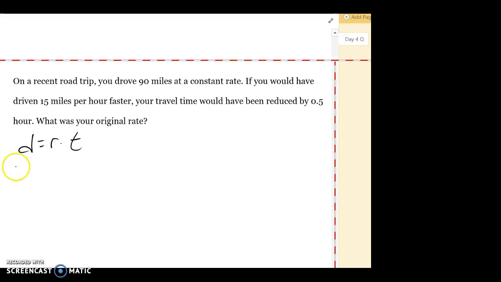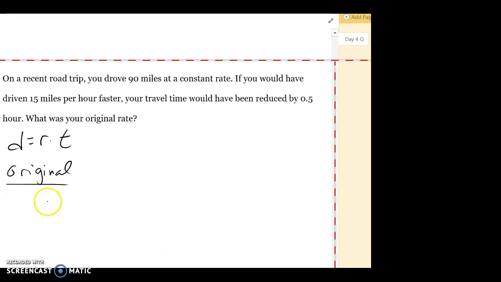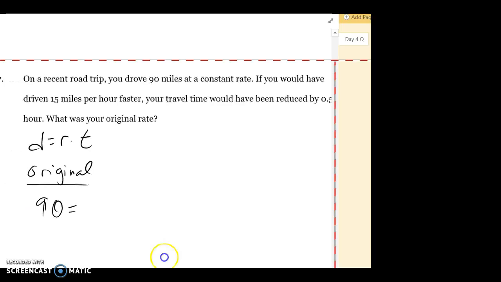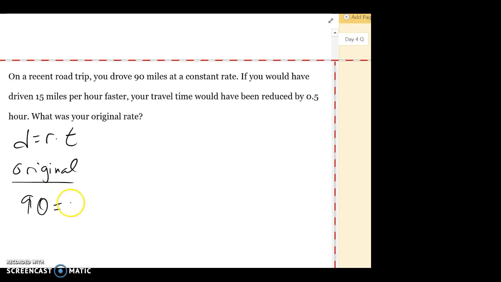a constant rate. So I'm going to call this the original trip. Okay, so the original trip here, we're looking at 90 miles. Okay, so 90 miles equals, we don't know how long it's going to take, or how long it took, or we don't know the rate either, so rate and time. Okay. We're saying that if you would have driven 15 miles an hour faster, your time would have been reduced by 0.5 hours. What was your original rate?